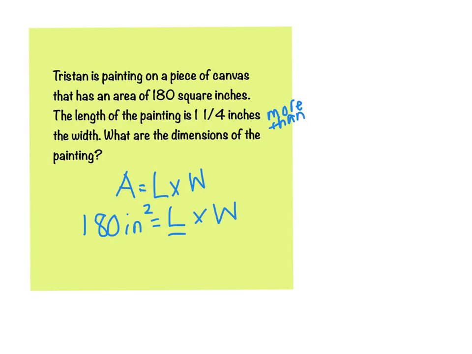Again, I need to list my factors for 180. 1 and 180, 2 and 90. Why don't you pause right here and see if you can list them, and then turn it back on and see how you did. 3 and 60. I'm going to check 4.